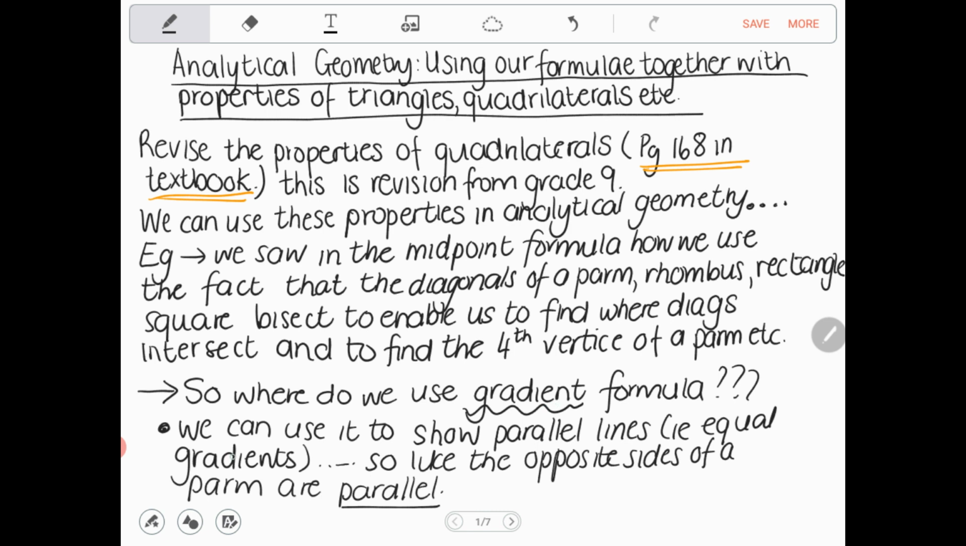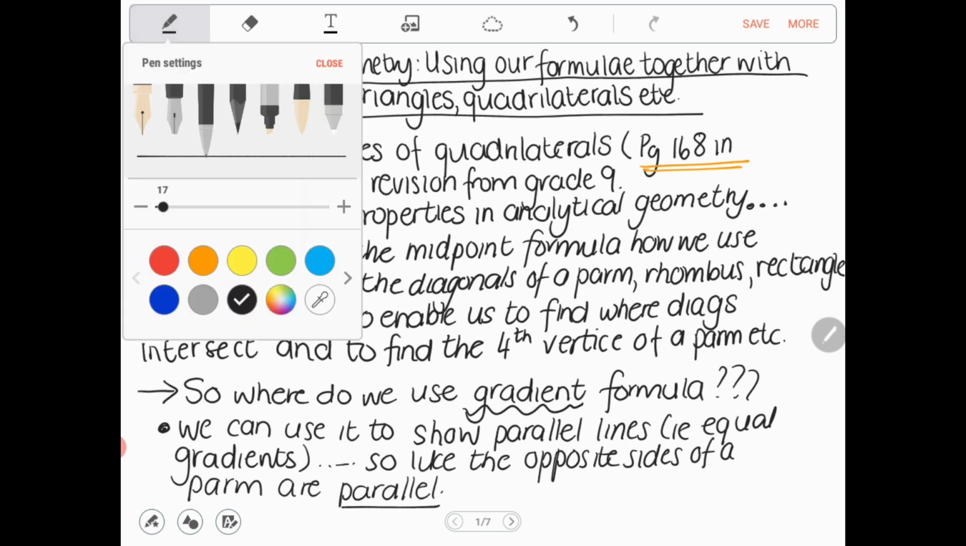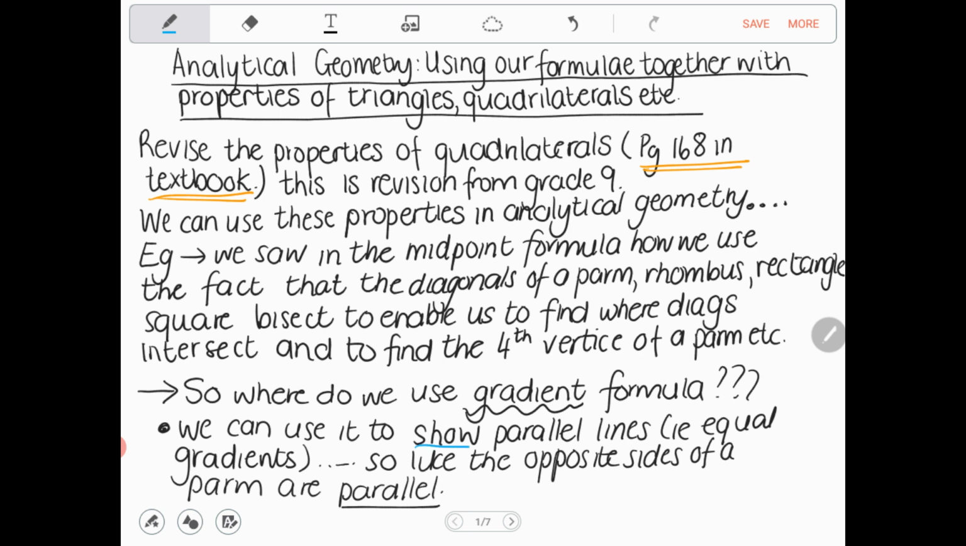And where can we use the gradient formula? Well, we can use it to show parallel lines. Okay, so to show that lines are parallel, we would need to show that the gradients were equal. Like the opposite sides of a parallelogram, those would be parallel lines.